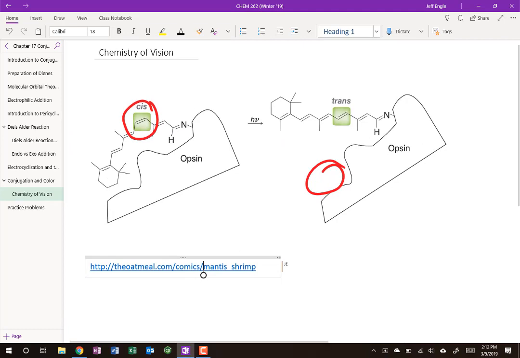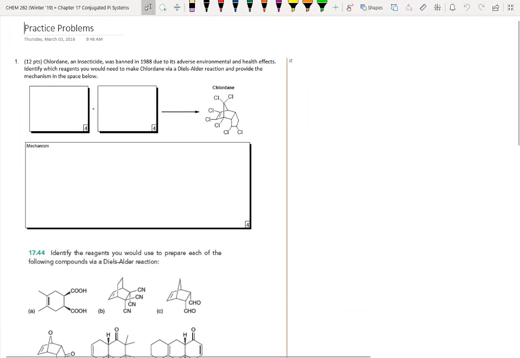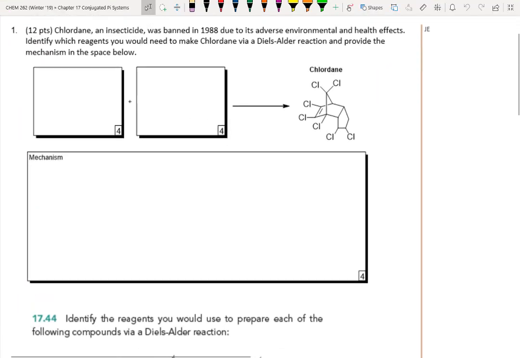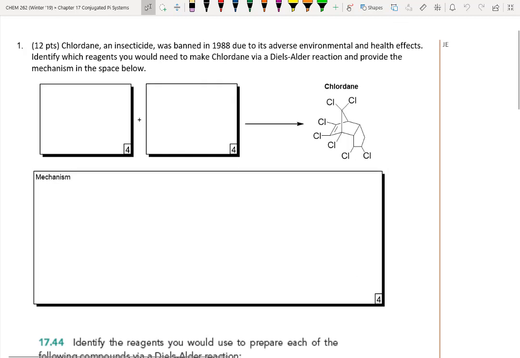So the last thing is I did post a handful of practice problems at the end of this OneNote chapter. So if you want, I'll let you use these last few minutes to look at a handful of these problems. So I'll leave this one up for a minute, but see if you can predict the 2 starting materials that would be required to make this product, then provide the mechanism. And then I've got a few other book problems if we have time.